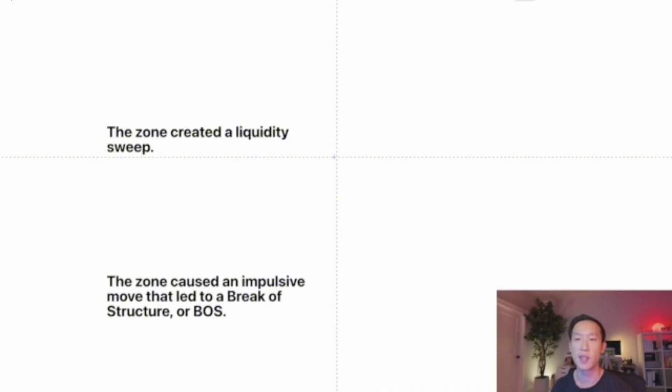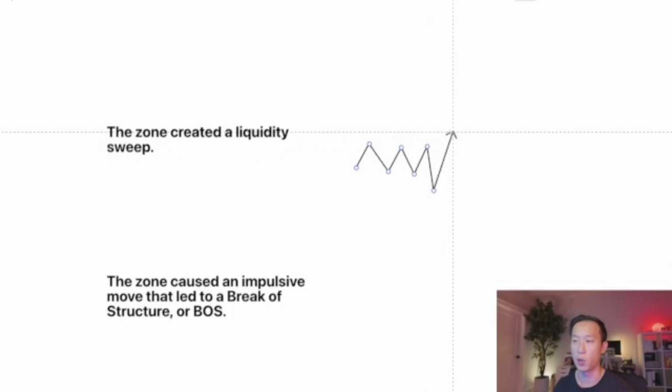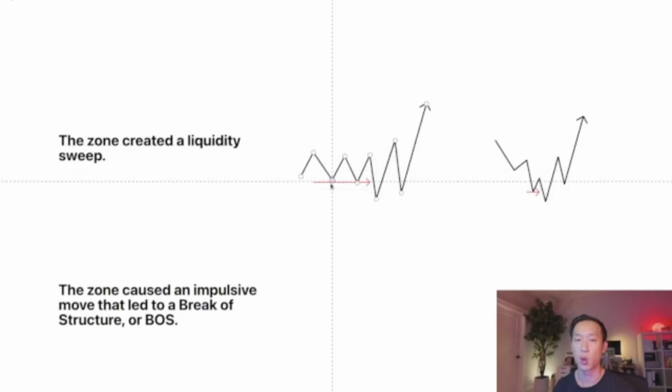things. The first is that the zone created a liquidity sweep. It can look something like this, where we're trading basically in a range, take out lows, reverse direction. So that is a manipulation of lows, and this is going to be the liquidity sweep. So it can look something like this, where we're trading in a range, we take out the low, and then we reverse direction, and then continue in the upward direction. That's going to be a manipulation of downside liquidity.